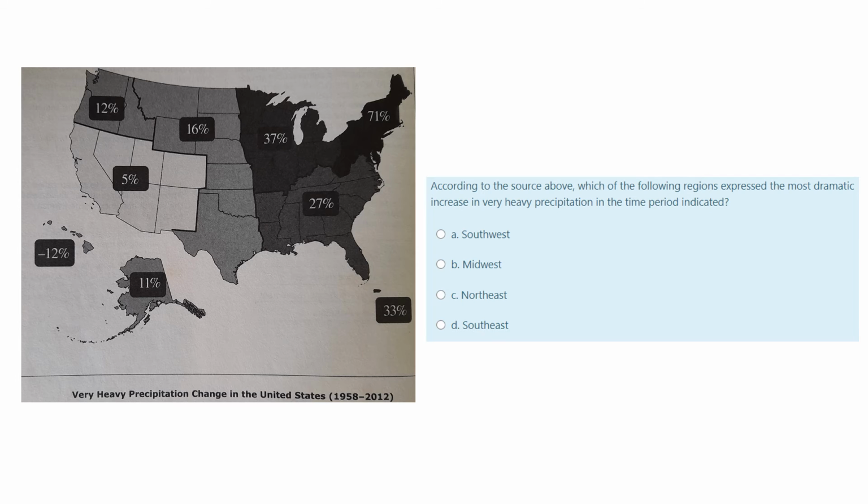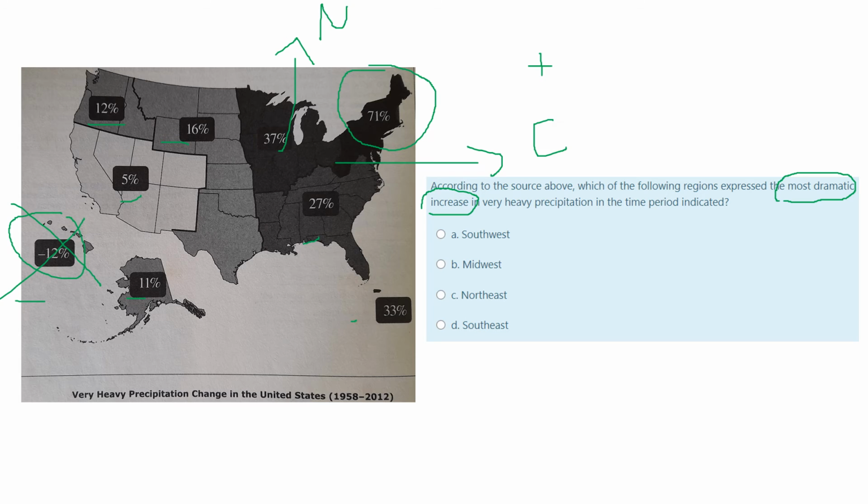According to the source above, which of the following regions express the most dramatic increase in very heavy precipitation in the time indicated? So an increase means plus. Here we have minus, so it's not going to be here. We have 5, 12, 16, 11, 33, 27, but here we have 71%. So this is north, this is east. So it's the northeast region.